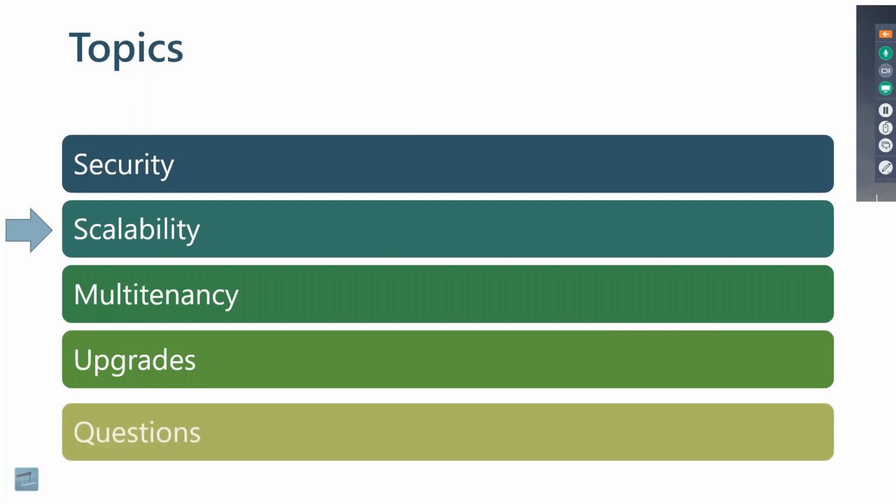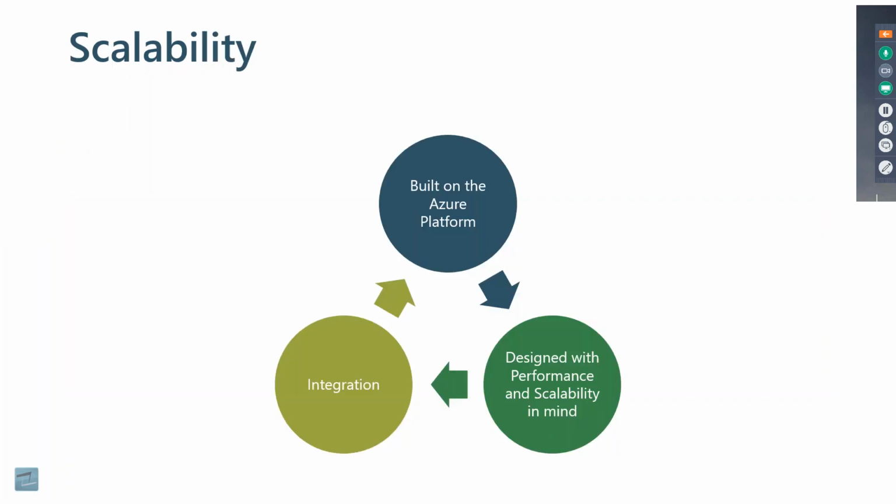So let's talk about scalability. Scalability of Dynamics obviously is pretty cool. We've got a solution that's built on the Azure platform. So whether you're using Business Central or Finance and Operations, all of the servers on the back end are using the Azure platform. It's designed with performance and scalability in mind. Classically, if you're on an AX 2012 instance, for example, and you need to add more memory or change the CPU count, you've got to buy a new server, and then transfer everything over as part of that process.